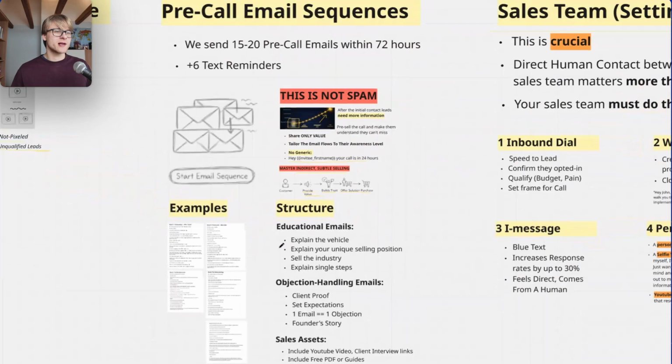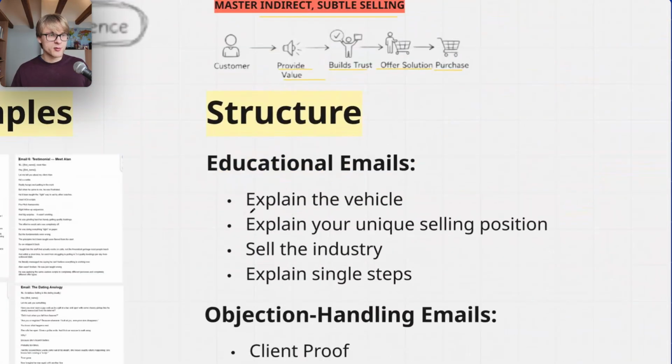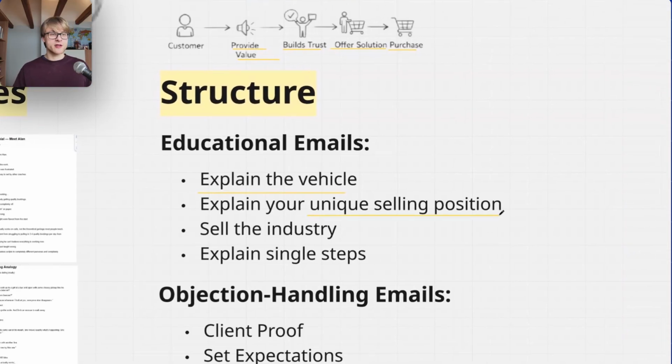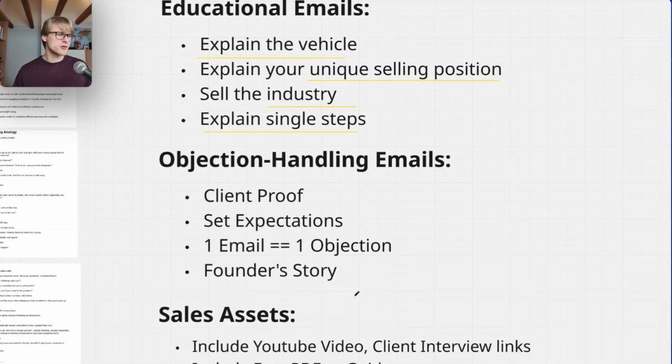So here are the exact emails that we currently use, and we basically have a lot of educational emails where we explain the vehicle. We have a lot of emails where we sell the unique selling position of them, their unique system. Then we have emails to sell the industry. We explain every single step. So a lot of value and education being shared in there. I see a lot of people focusing only on objection handling, which could make sense, but we generally see much higher open rates when we're just sharing real value. Then client proof, expectations, objections, and we introduce the founder story.